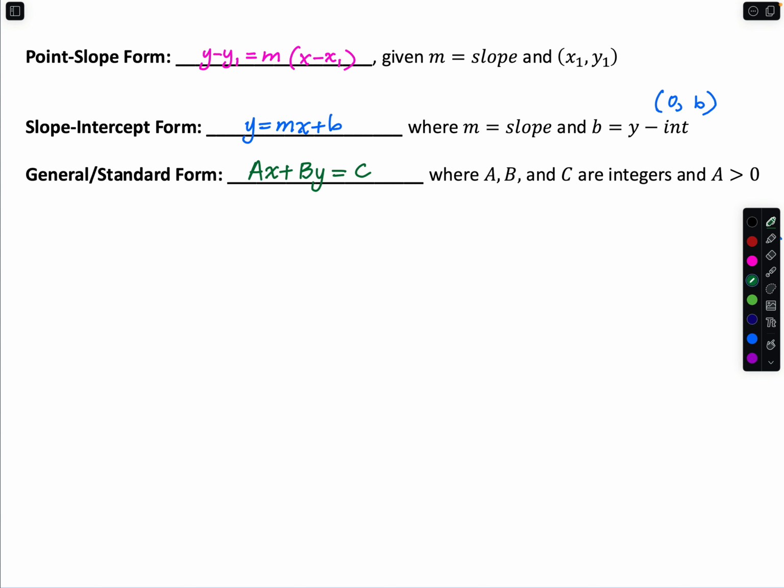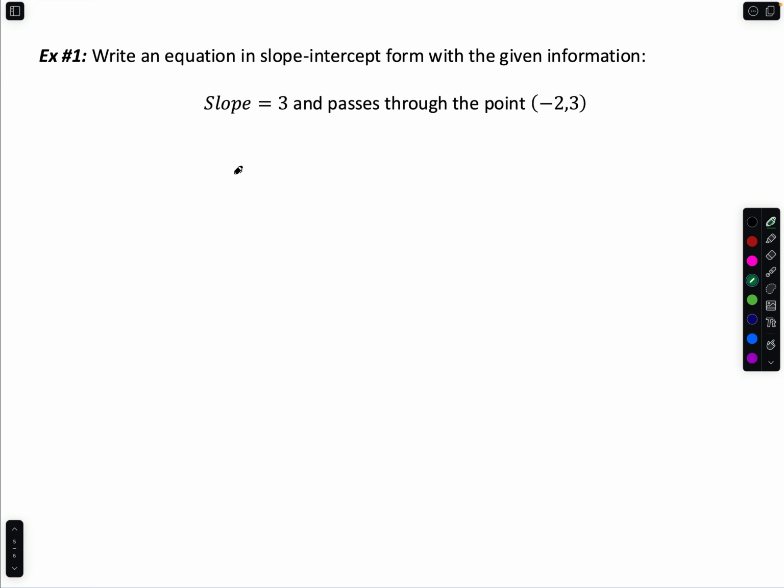All right, so let's go ahead and look at how we can use some of these in a couple problems. So in this problem, it's asking us to write our equation in slope-intercept form. That's that y equals mx plus b form, given this information. So what do we know? Well, the slope is 3. That means m is 3. And we have a point negative 2, 3. The negative 2 is my x. The 3 is my y.